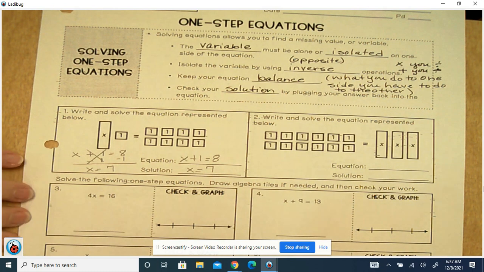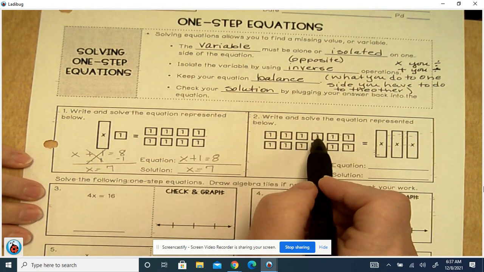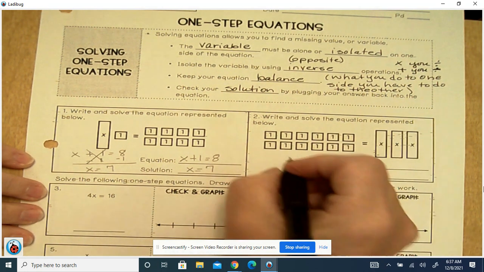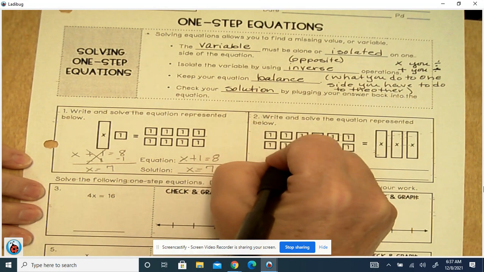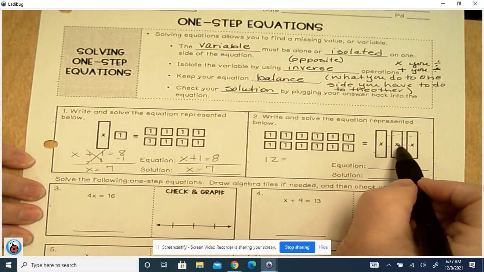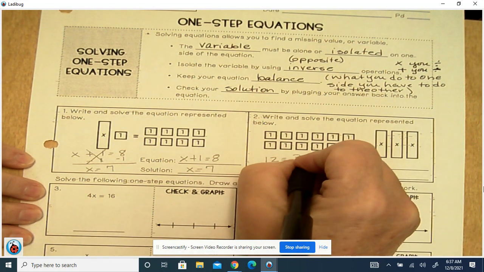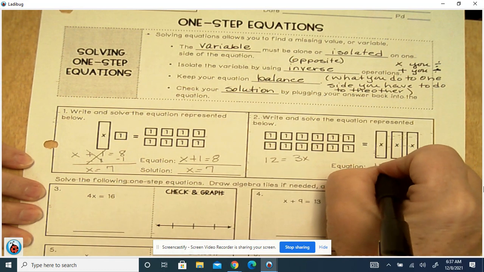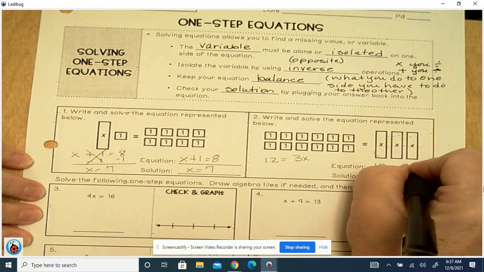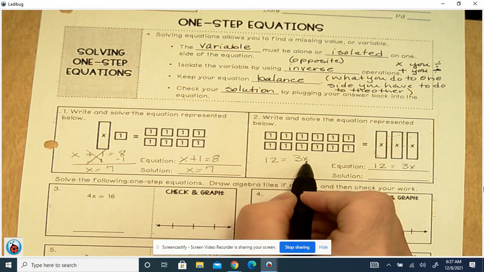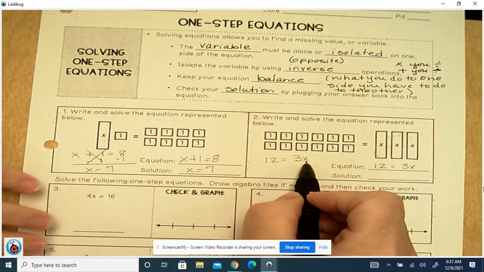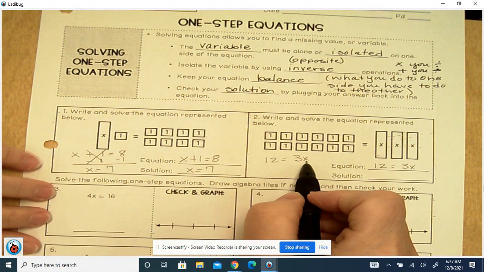All right, number 2, we've got 1, 2, 3, 4, 5, 6. So 6 and 6 is 12. We've got 12 equals 1, 2, 3 x's. So that's our equation. 12 equals 3x. All right. When a number is beside a variable, that means to multiply. So you undo multiplication by division.